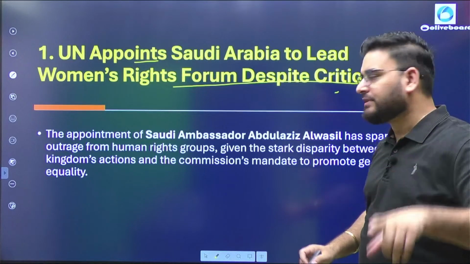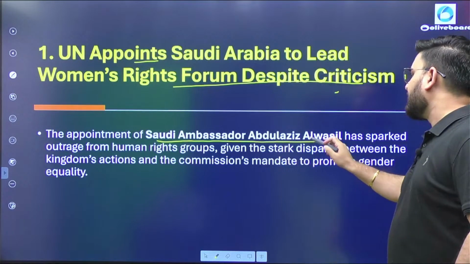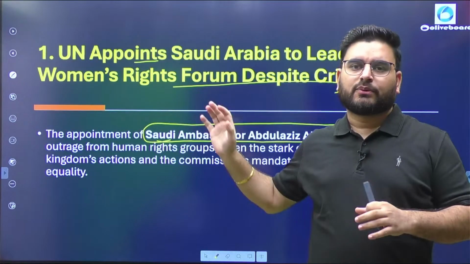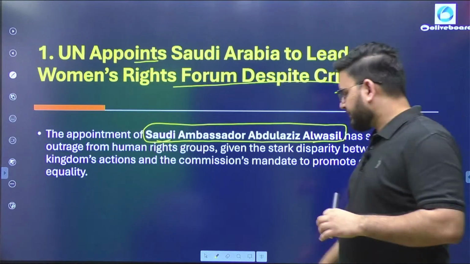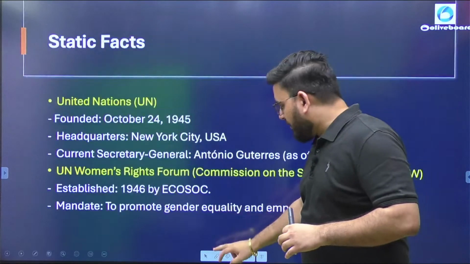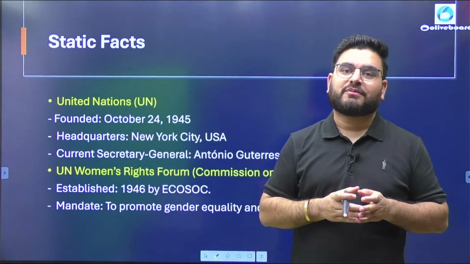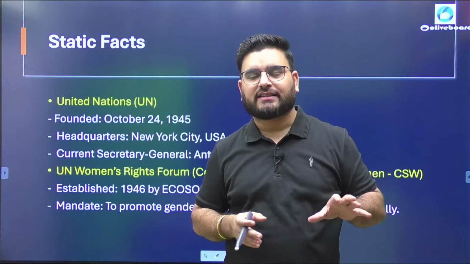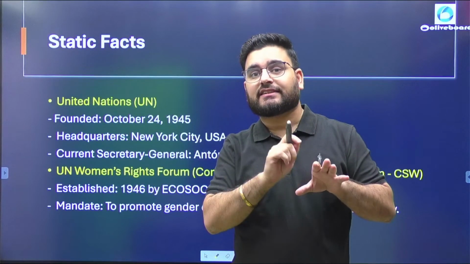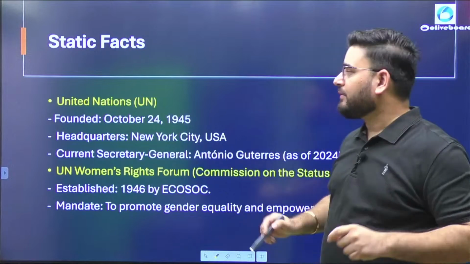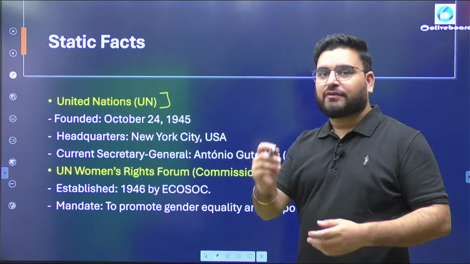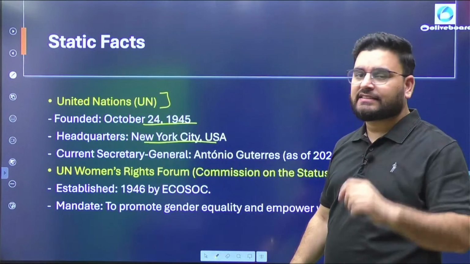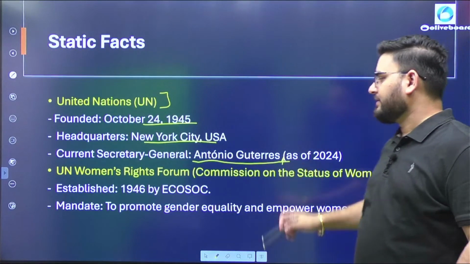The fact you have to remember in this news is that Saudi ambassador Abdul Aziz Al-Qasim has been appointed as the leader. Now, what static thing do you have to remember in this news? The current aspect is fine, that this person has been appointed as the president, but you have to relate that current thing with the static. What static things do we have to remember about the United Nations? That it was founded on October 24, 1945. The headquarters is in New York, and the current Secretary General is Antonio Guterres.